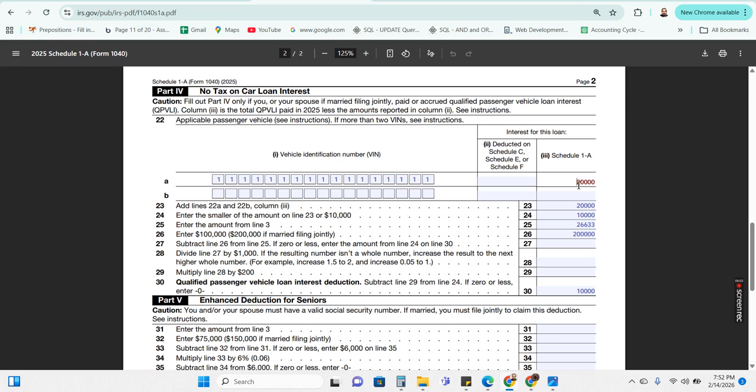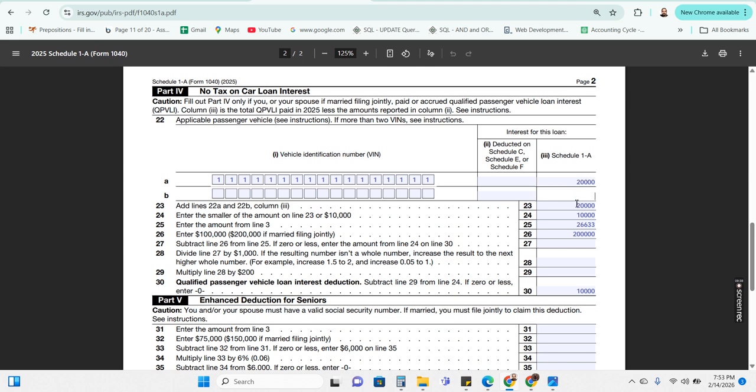So for example, we have Schedule 1A, total vehicle identification number. Fill out part 4 only if you or your spouse, if married filing jointly, paid or accrued qualified passenger vehicle loan interest. Understand. Which is 20,000 for the vehicle identification number. In this case, we have got one VIN, vehicle identification number, and 20,000 is the car loan interest, right?